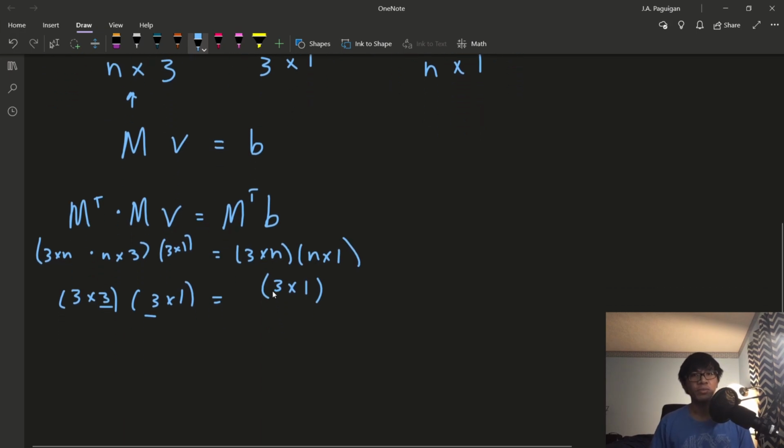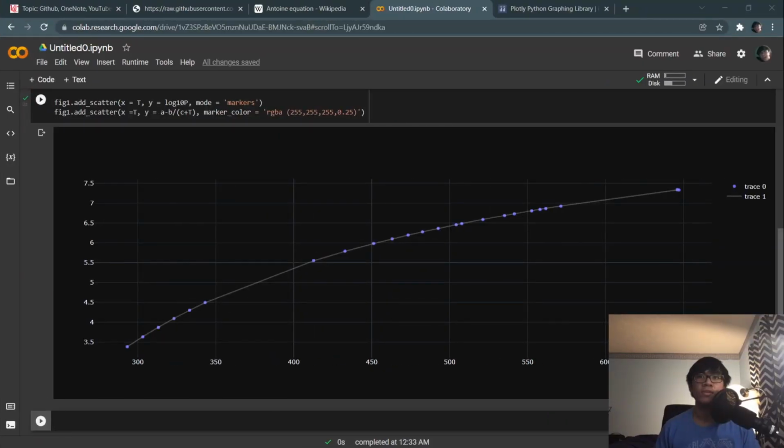Cool. So we multiplied the transpose on both sides of our overdetermined system. And now we can use our linear regression coding in Python to solve for this vector. Cool. All right, so let's go ahead and do that. Switch tabs. Let's close this and go here. Back to our little graph.